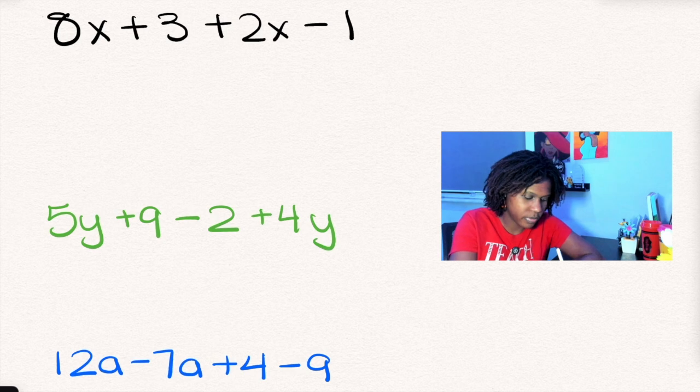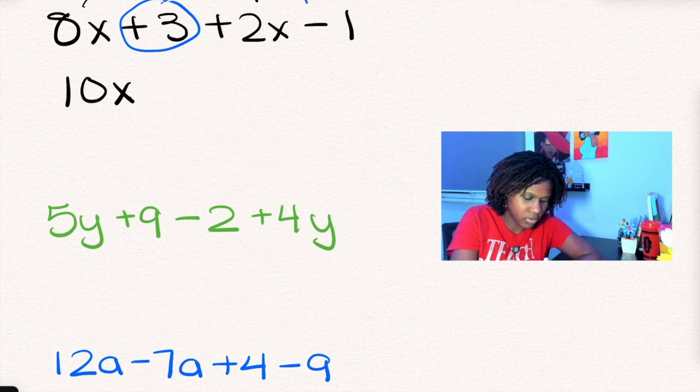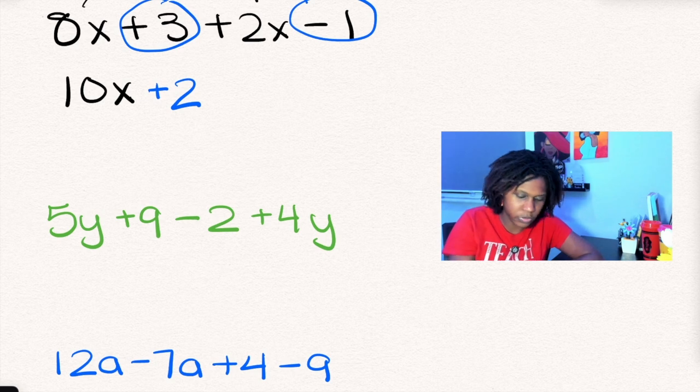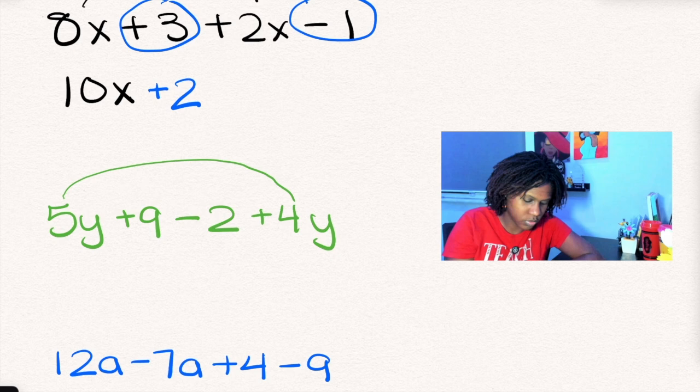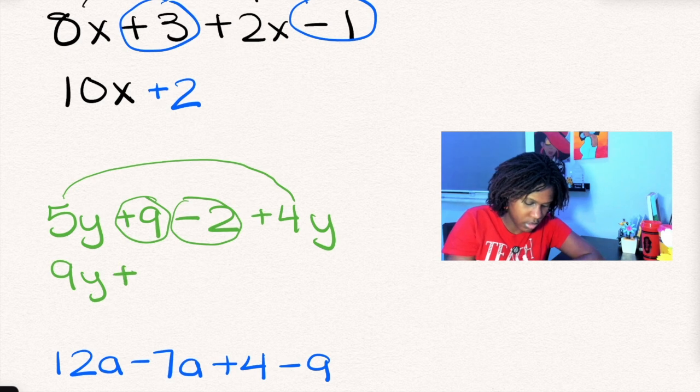For this first problem, I would combine my 8x with 2x, and I would get 10x. I would combine this plus 3 with this minus 1, and I would get a positive 2. For this next one, 5y goes with 4y, and I would get 9y. And I have a plus 9 and a minus 2, which is going to leave me with a plus 7.